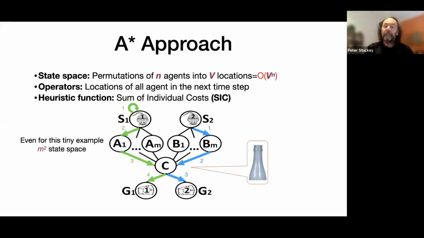But you can see even for this tiny example where I've really got 2m nodes in the graph, plus a few more, there's at least an m squared state space. Because these two mice have to run through the bottleneck at C, and in the first step they've got lots of choices. They've got m choices each, which would each be optimal to get to C. So we get this explosion in state space, and that's the problem.